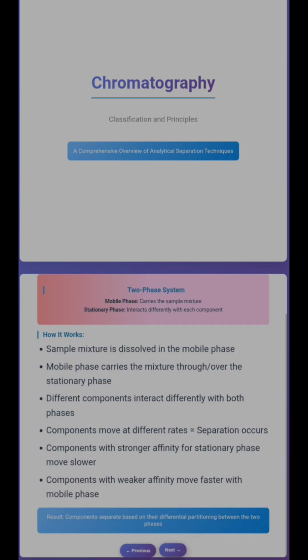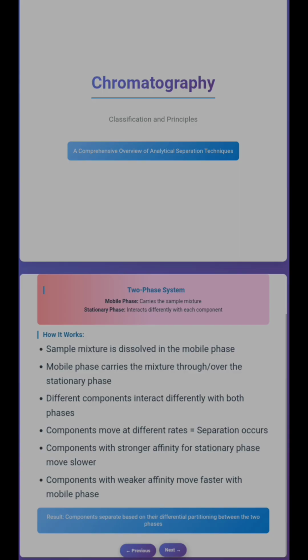Next, how does chromatography work? It is a two-phase system. The first one is the mobile phase, the second one is the stationary phase. The mobile phase carries the sample mixture. The stationary phase interacts differentially with the components.